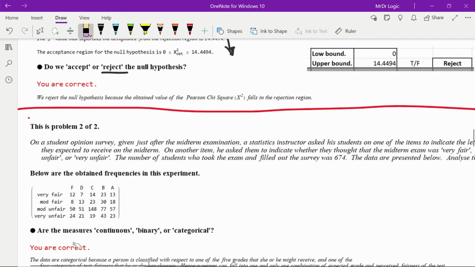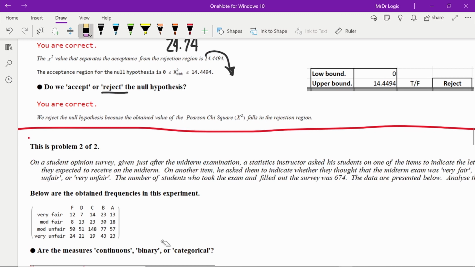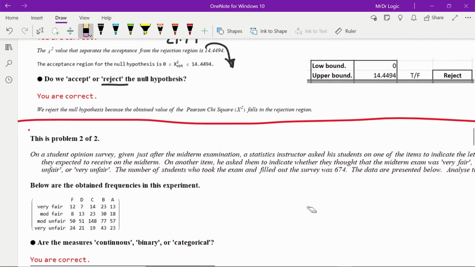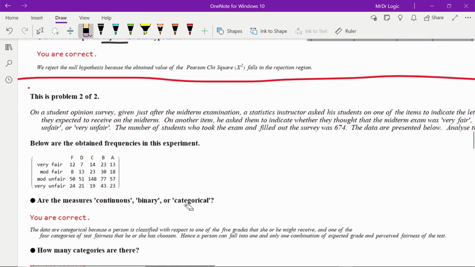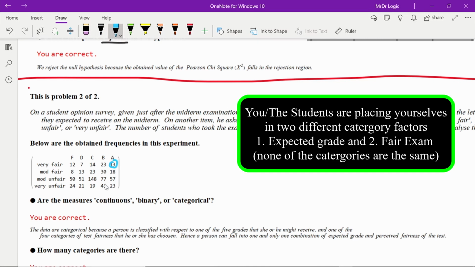Now, like stated before, you're putting yourself in a specific category, and the question asks, what did you expect your grade was, and how fair do you think the test was? So this is quite literally what it was asking. Obviously, immediately it's categorical. How many categories? Careful, this question is very tricky. This is one category. This is another category. And this is another category. So if they're all independent, the correct answer here is 20.